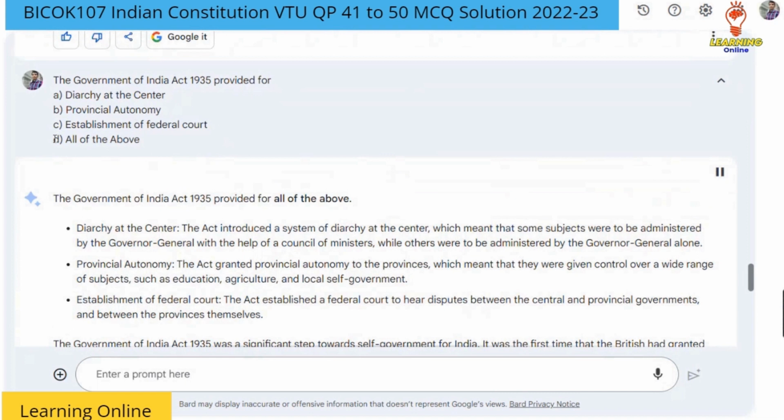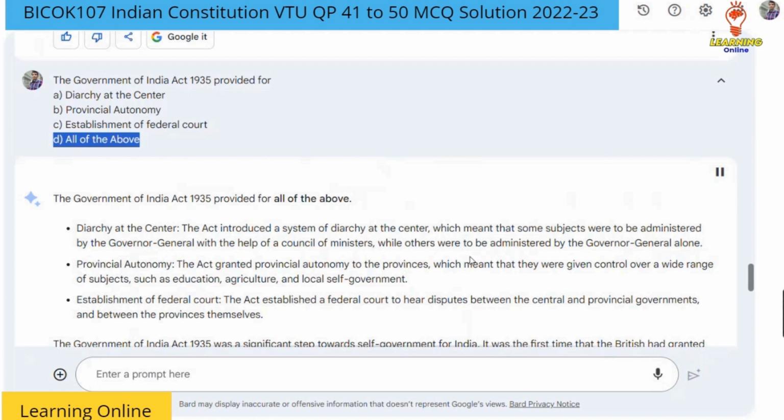The Government of India Act 1935 provided for all of the above. Diarchy at the center. The Act introduced a system of diarchy at the center, which meant that some subjects were to be administered by the Governor-General with the help of a Council of Ministers, while others were to be administered by the Governor-General alone. Provincial autonomy. The Act granted provincial autonomy to the provinces, which meant that they were given control over a wide range of subjects, such as education, agriculture, and local self-government.